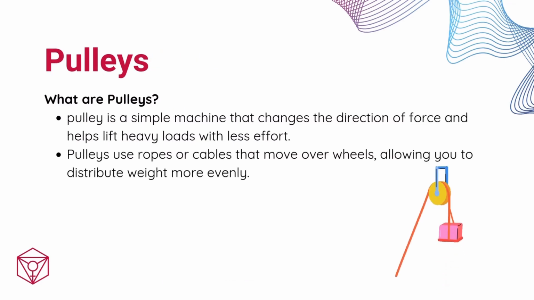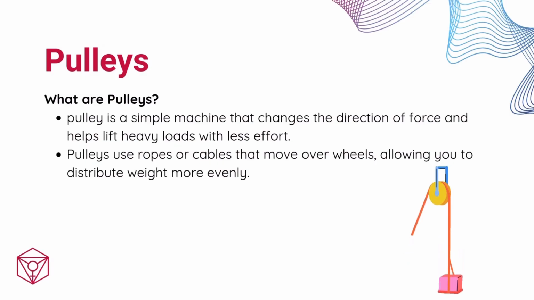Next, we'll talk about pulleys. A pulley is a simple machine that changes the direction of force. Imagine trying to lift a heavy weight. With a pulley system, you can reduce the effort required by distributing the weight over multiple loops of rope. In a pulley system, the more loops you add, the easier it becomes to lift a load.